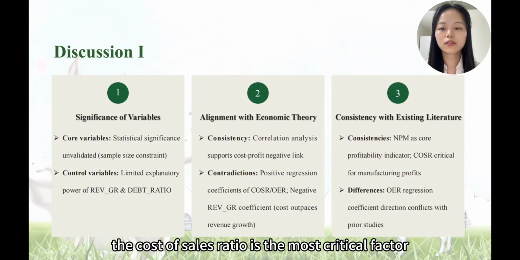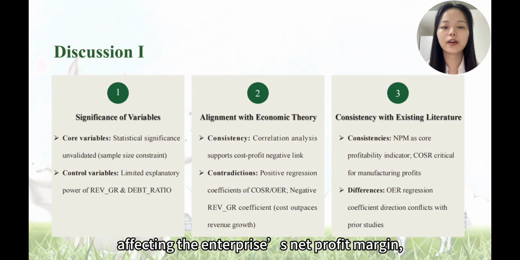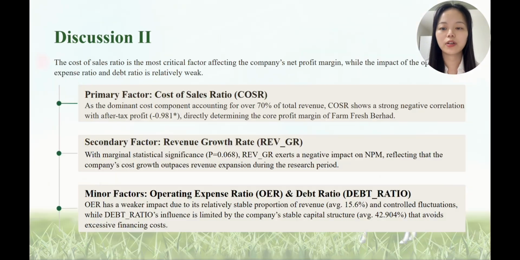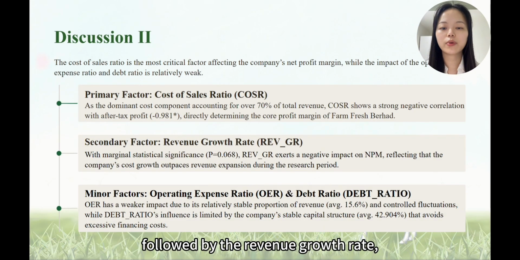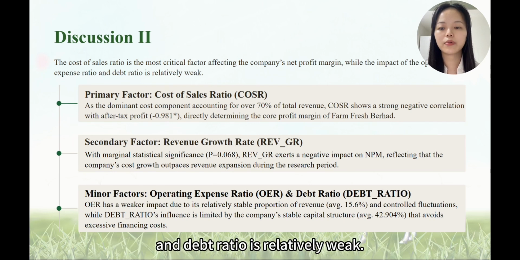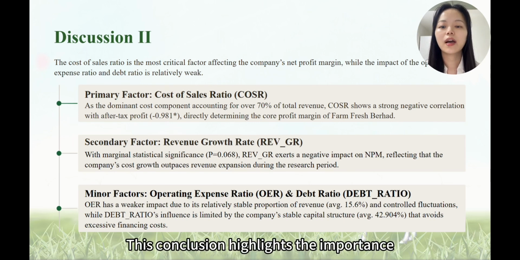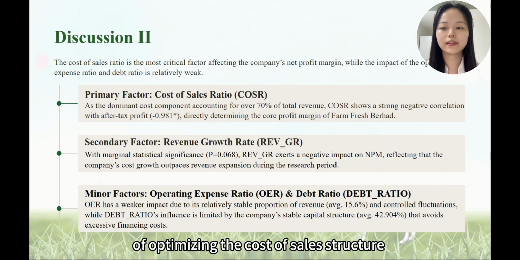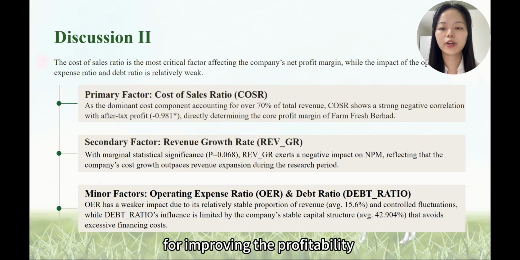Overall, the cost of sales ratio is the most critical factor affecting the enterprise net profit margin, followed by the revenue growth rate, while the impact of the operating expense ratio and debt ratio is relatively weak. This conclusion highlights the importance of optimizing the cost of sales structure for improving the profitability of manufacturing enterprises in emerging markets such as Malaysia. That is our core analysis.